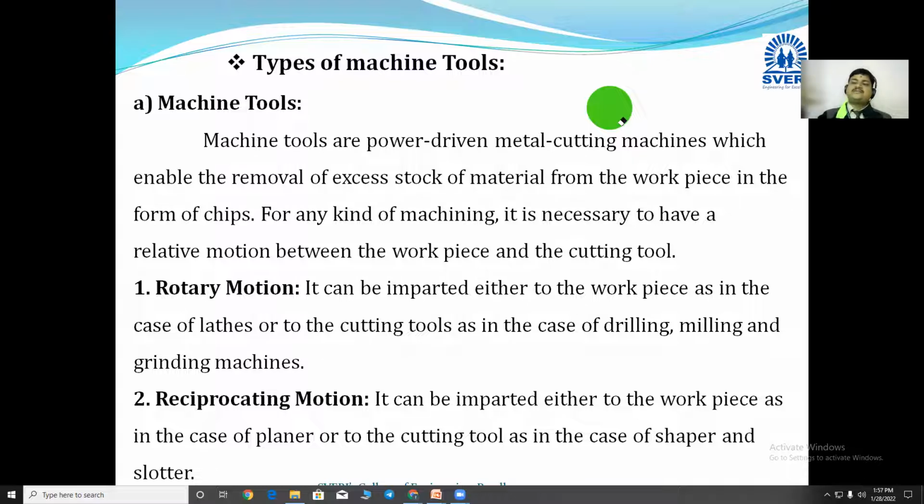And I can use it for a different operation. Am I correct? Suppose I want to make a runner plate. Runner, do you remember the runner? Where have we seen that runner? Pelton turbine. Francis turbine. Suppose this plate is given to you and you want to make its runner.